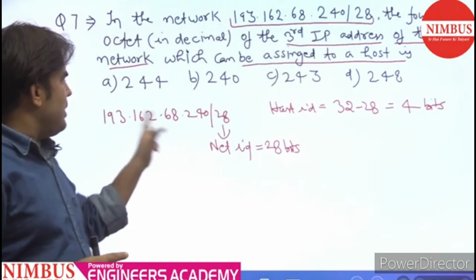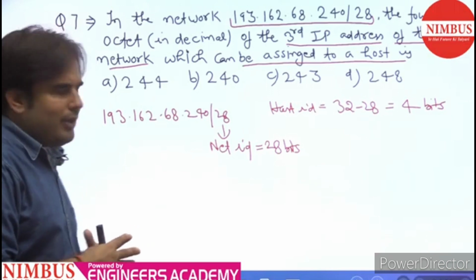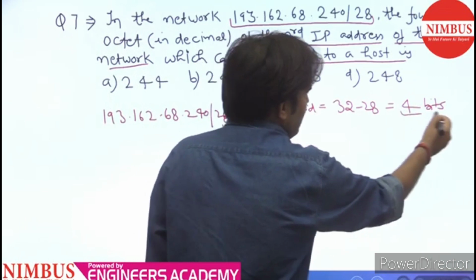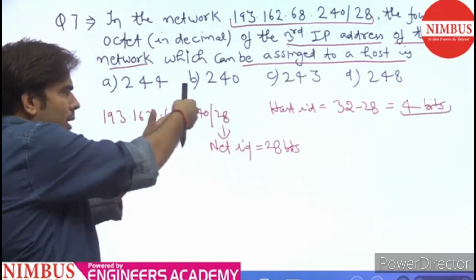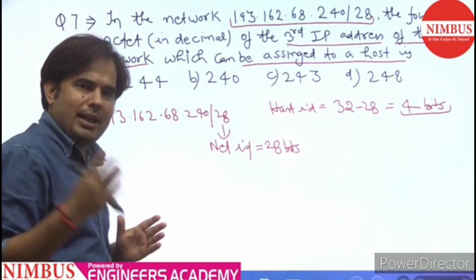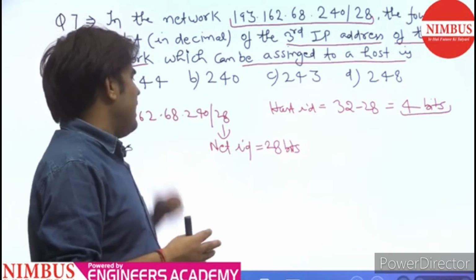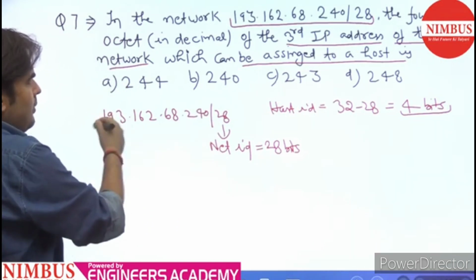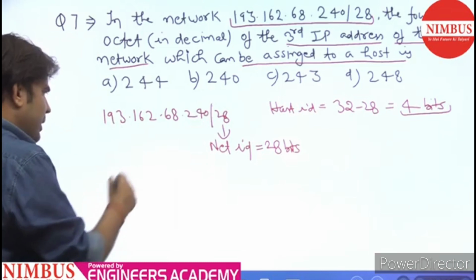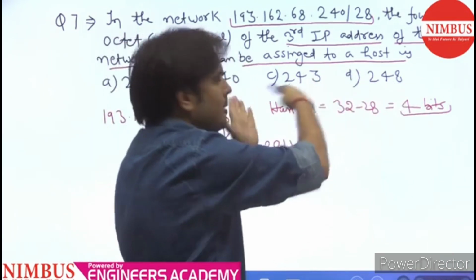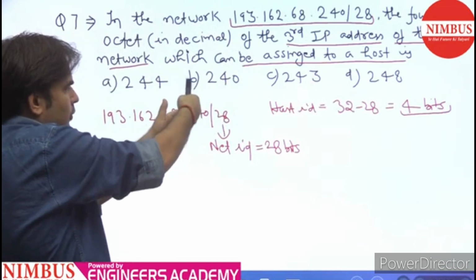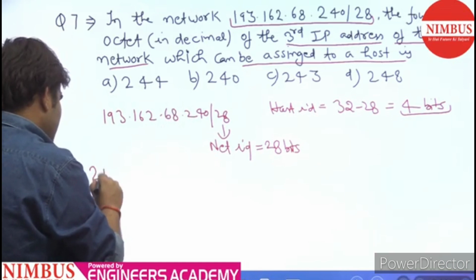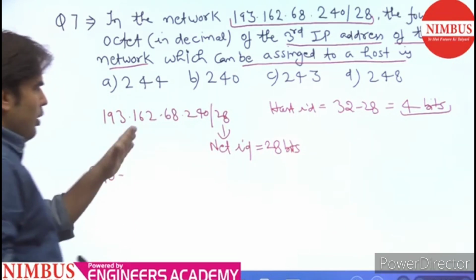So from this given CIDR notation, a classless IP address, we are getting only 4 host ID bits. From the last octet we can get the host ID bits. So we need to represent only this one in binary, no need to represent the rest, because we have only 4 host bits, which we get from this last octet. So we need to represent this 240 in binary. What is the binary of 240?